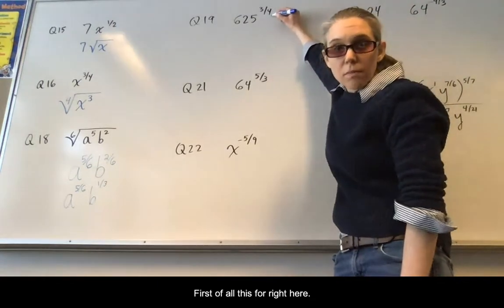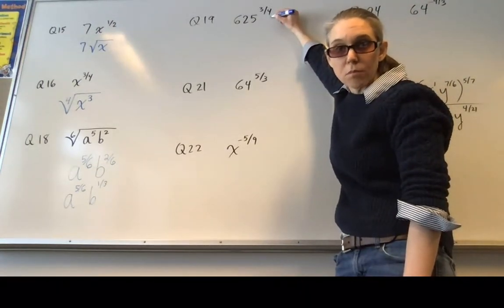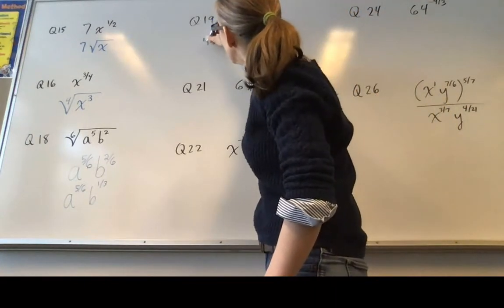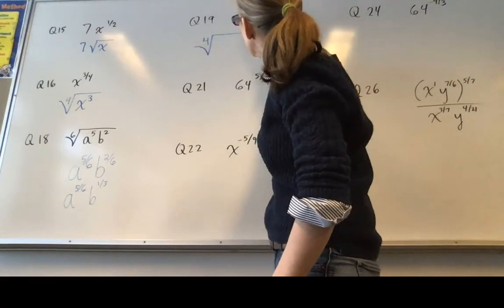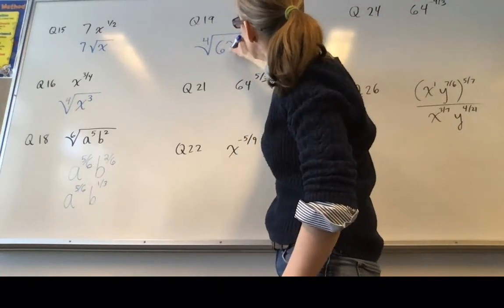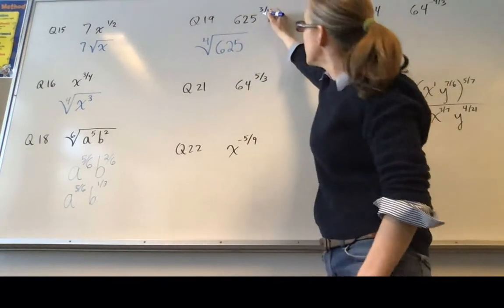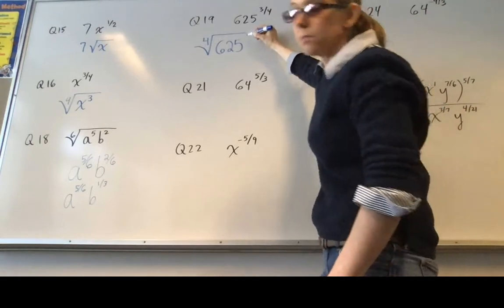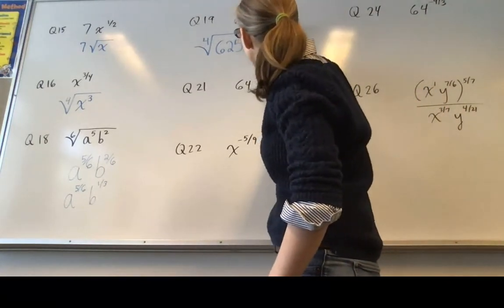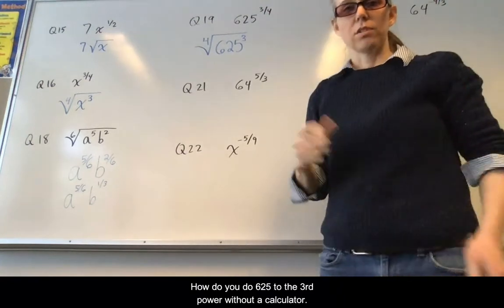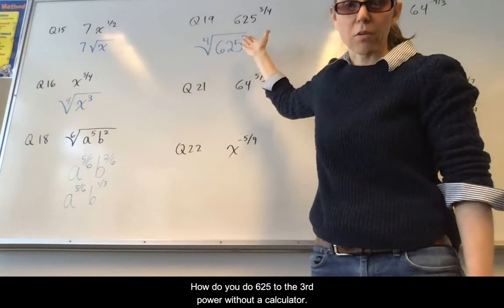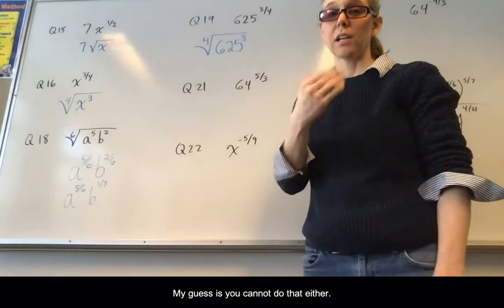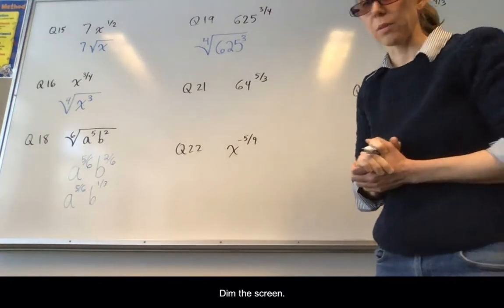So first of all, this 4 right here is the 4th root. And then the 3 is the exponent that 625 is raised to. How do you do 625 to the 3rd power without a calculator? I cannot do that. My guess is you cannot do that either. If you can, that's very impressive.